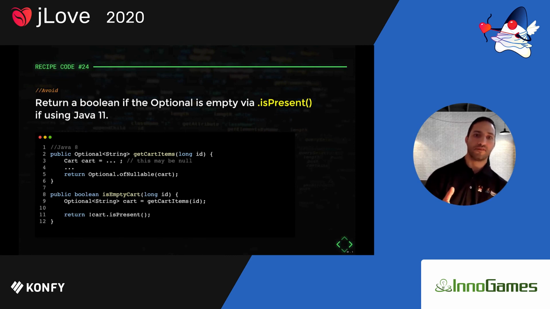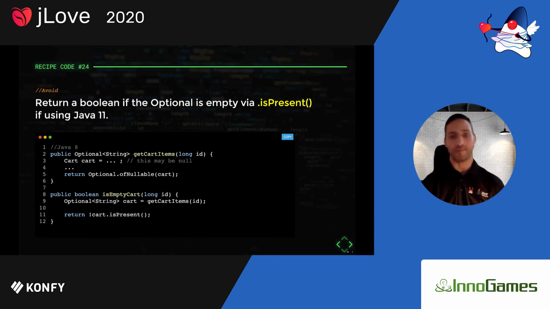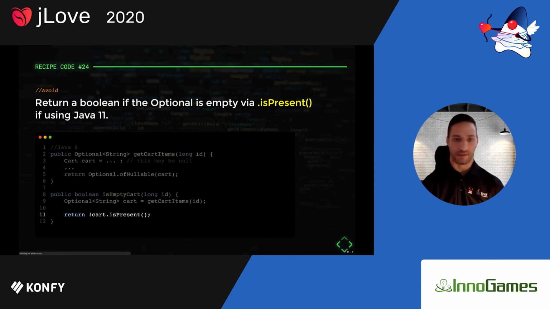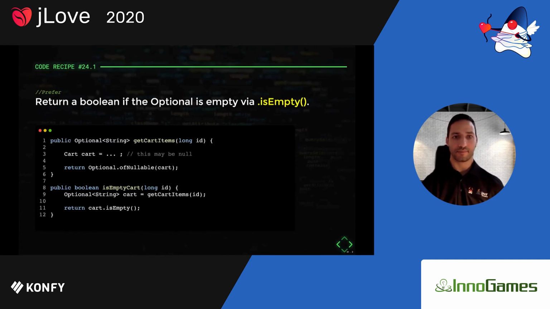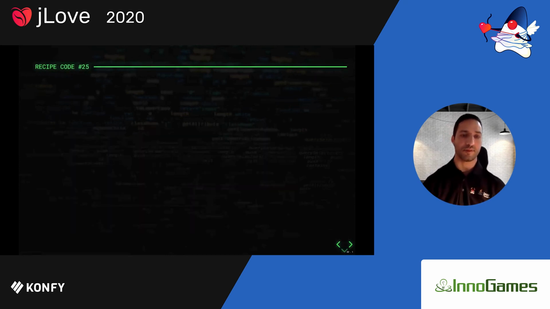Return a boolean if the optional is empty: is present if using Java 11. Don't use this if you are using Java 11, just to check the emptiness of your cart or your items. I would use not is present, meaning if the cart is not present it is empty, just returning a boolean. If you are using Java 11, you can use isEmpty directly. It's trivial, but it makes sense as a semantic value, for code readability. And it's available since Java 11.